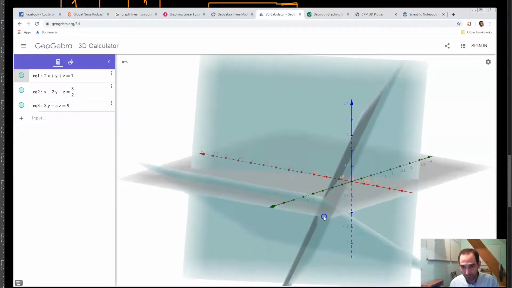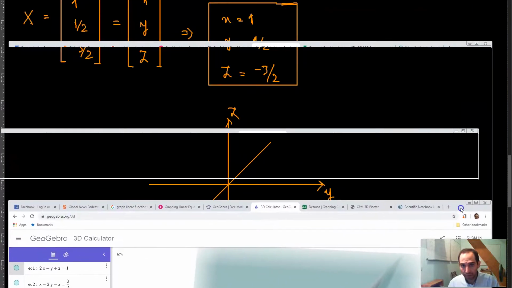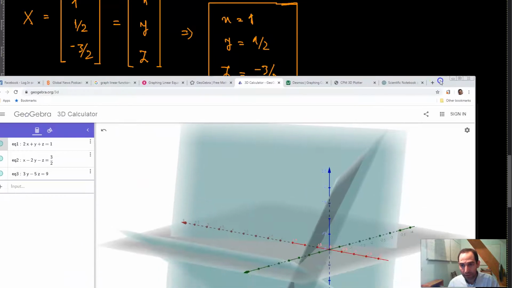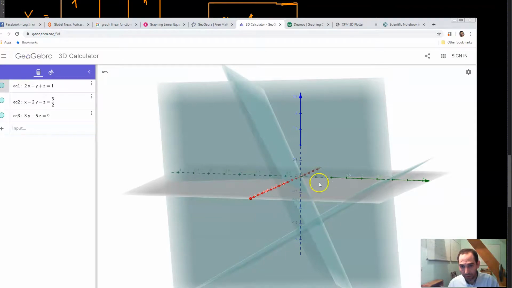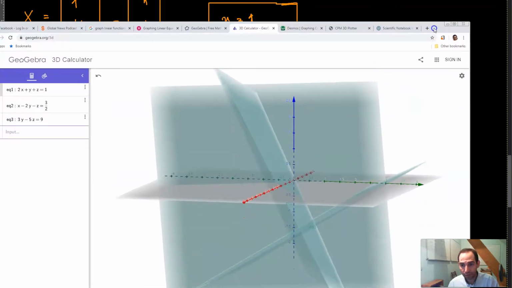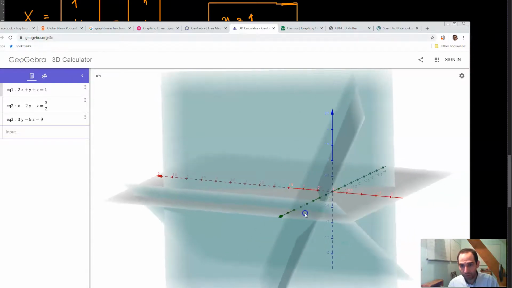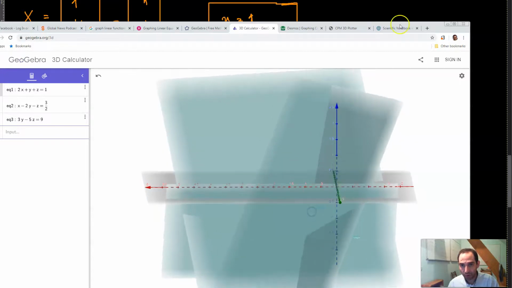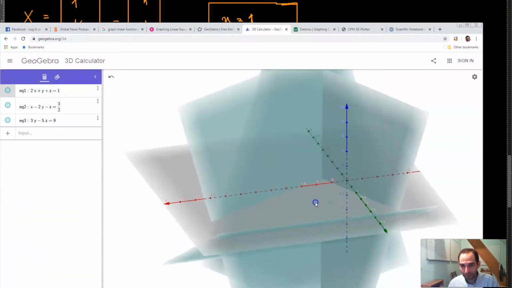which corresponds to somewhere about -1.5 on the z-axis, and on the y-axis it's somewhere about 0.5, which is exactly 1/2 here, and on the x-axis it's about 1. It's somewhere about 1, which is exactly 1, as you can see. So you are in the fifth octant.